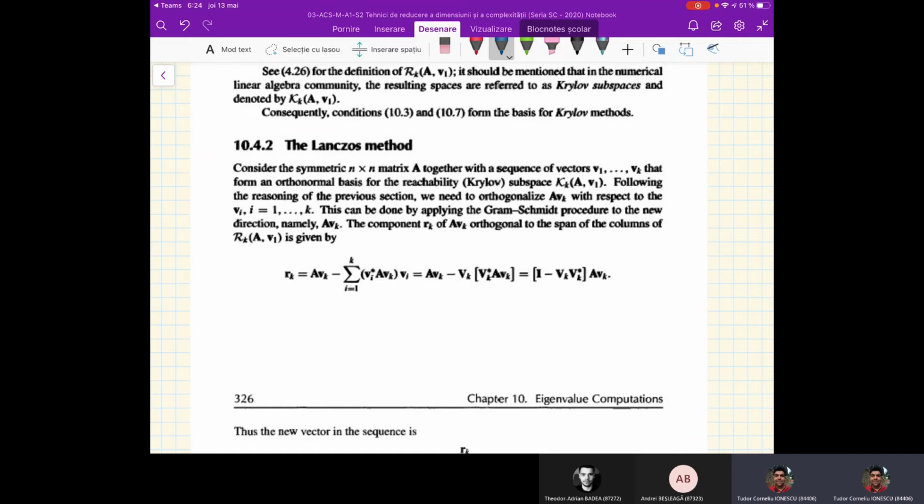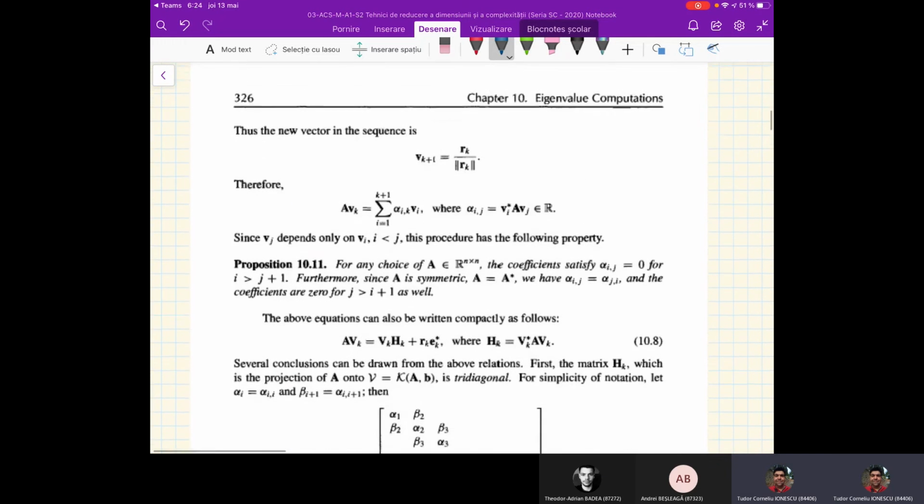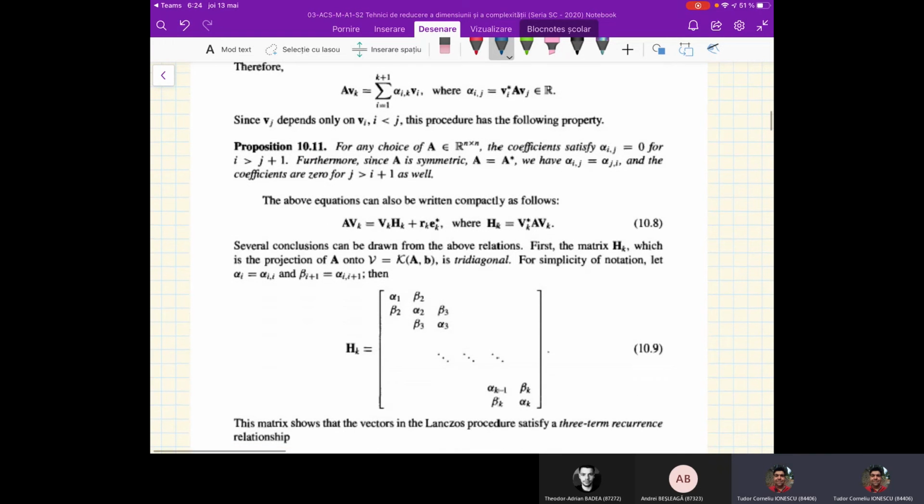So that's something such as v1, A v1, A squared v1 and so on, A to the power k, I think, or k minus 1, v1. And they orthogonalize A vk with respect to all the other vi, and this is done through a Gram-Schmidt procedure in the new direction in A vk. And here they show you how this is done, and there is the result.